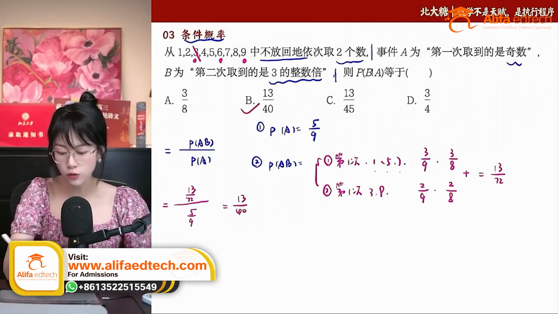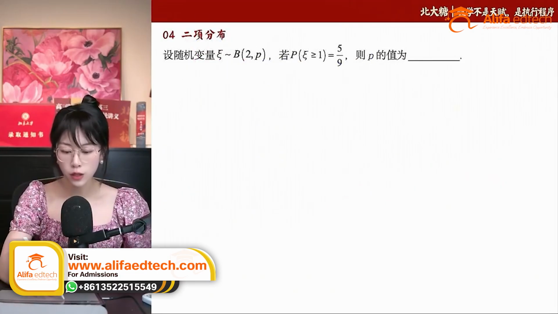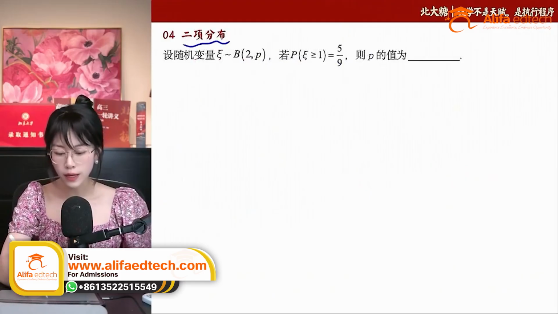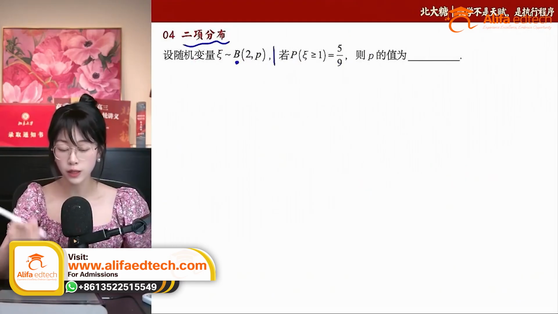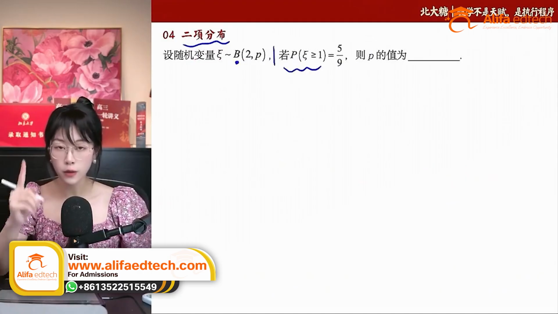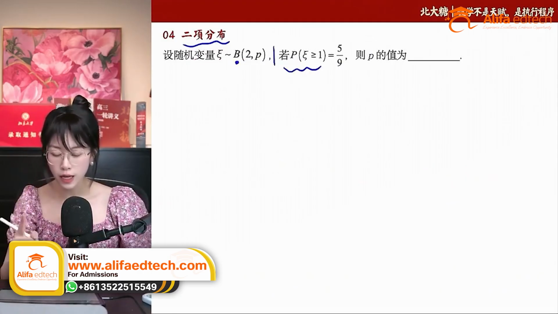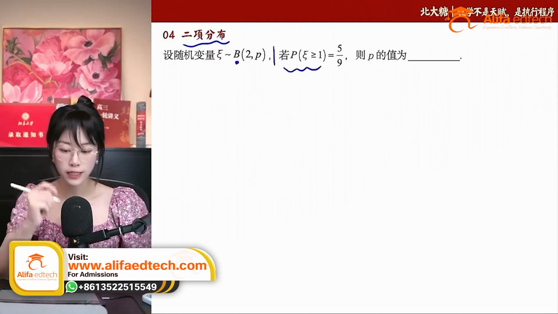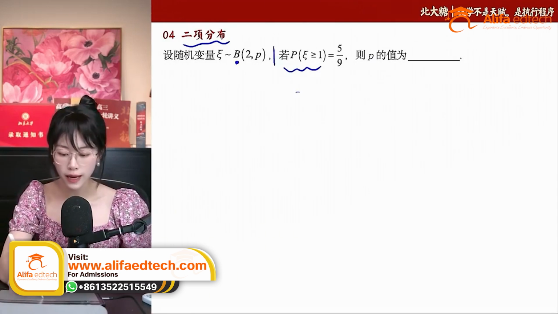Now let's look at question 4. It's about a binomial distribution. We define a random variable which follows a binomial distribution, and then, according to this diagram, it is 5/9. Everyone, whenever you see greater than or equal to a certain number, you must list out all the possible cases. It could be equal to 1 or it could be equal to 2.